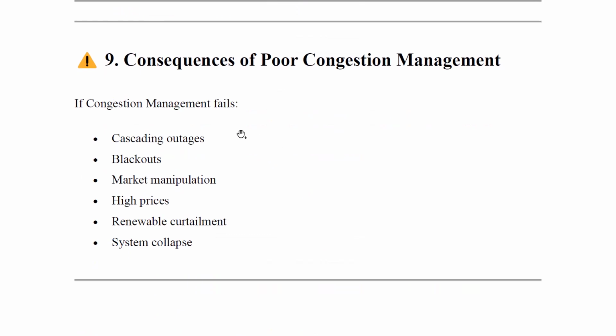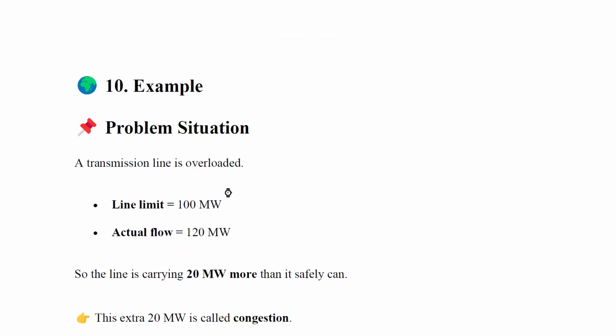So what are the consequences of poor congestion management? If congestion management fails, there will be cascading outages and blackouts. The entire system will black out, and then you need to restart the system from scratch. Market manipulation will also happen, and prices will automatically go high. Renewable curtailment will also be needed, so we need to stop the renewable system. Sometimes the whole system collapses. So these are the main consequences of poor congestion management.